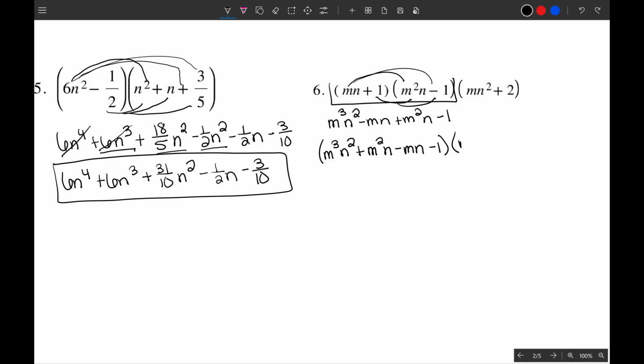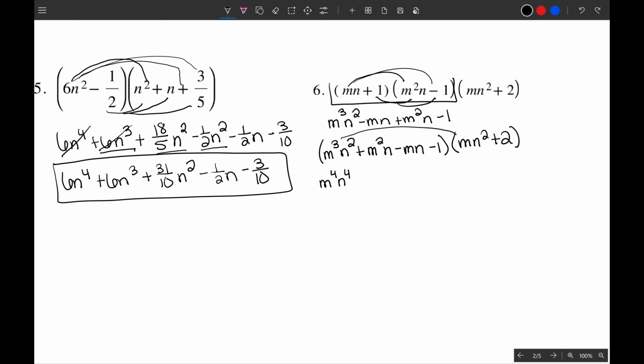And I'm taking that times that third one. Now, if you don't take your time on these, you're probably going to get some of these wrong, because earlier I think I even wrote down a 2 instead of a 3. You just have to be really careful. So we have m to the third, n to the second times mn to the second would give me m to the fourth, n to the fourth.